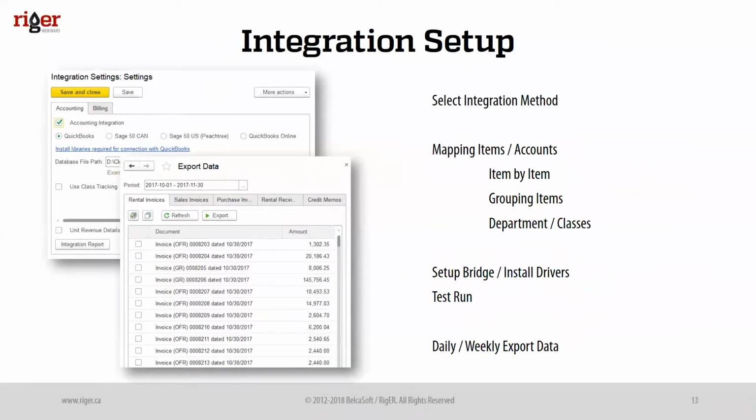Usually, when we talk about the integration setup process, we need to discover what we will transfer and how we will transfer data. Then we put some mapping rules. For example, if we talk about invoicing integration, we will do items and accounts mapping, grouping items, department classes, taxes, all kinds of different information which will influence the process. And then we set up a bridge, install drivers, or make some kind of different connections. Then we do a test run and set up daily or weekly data export.